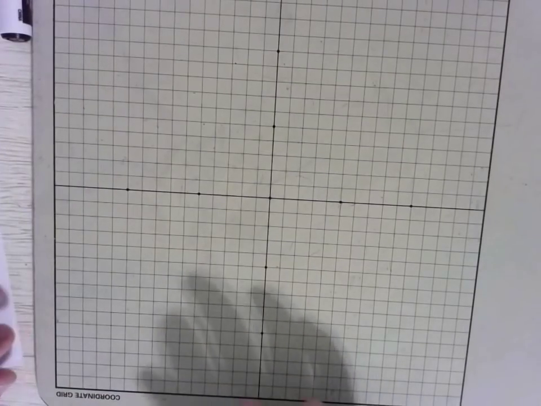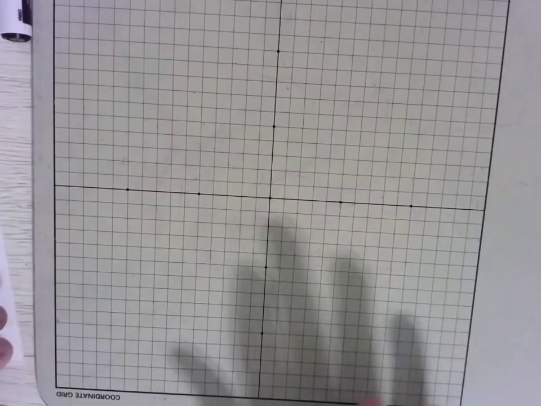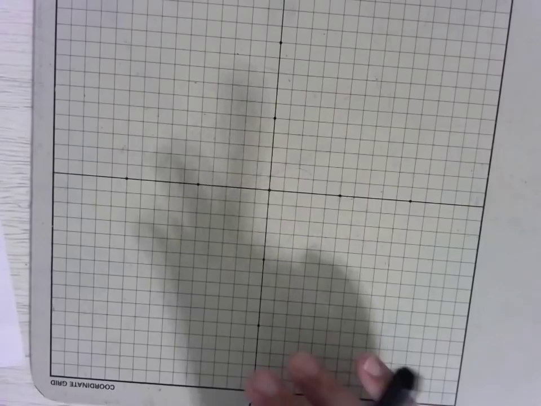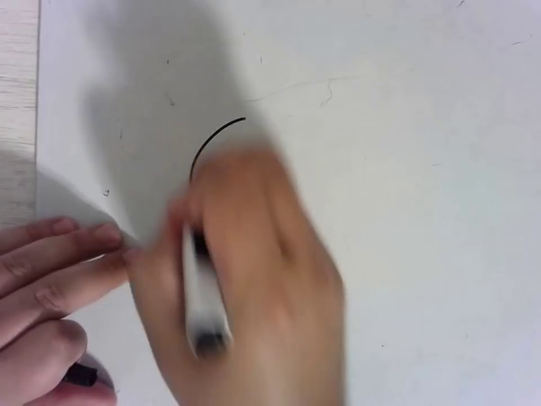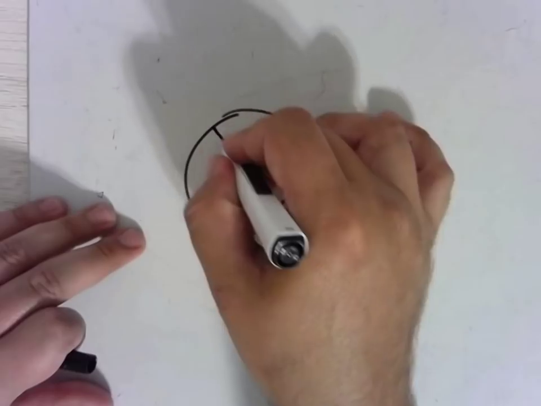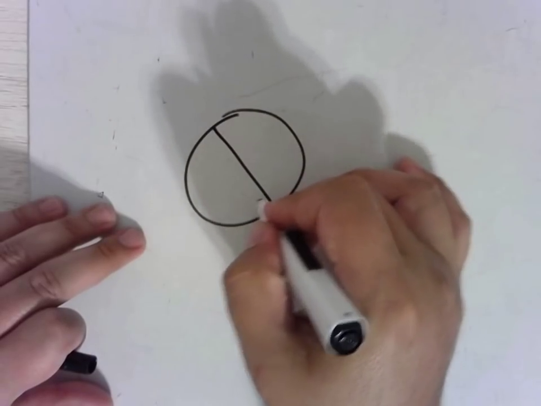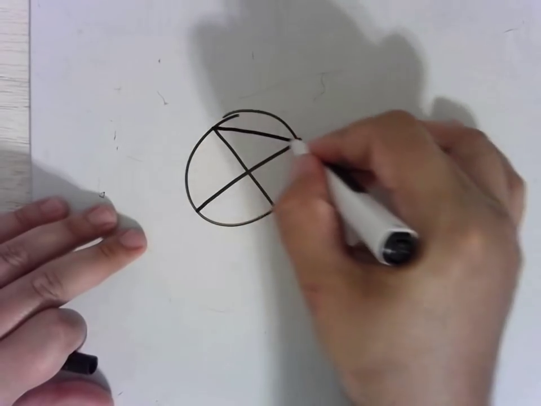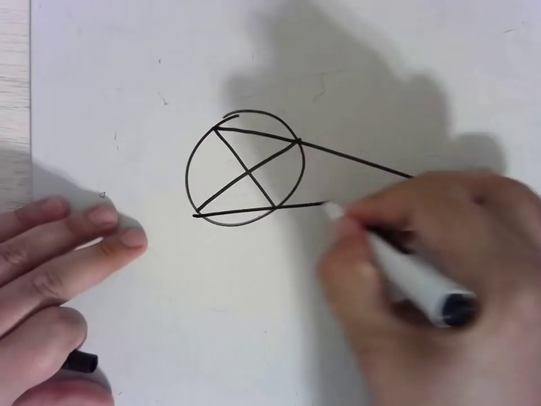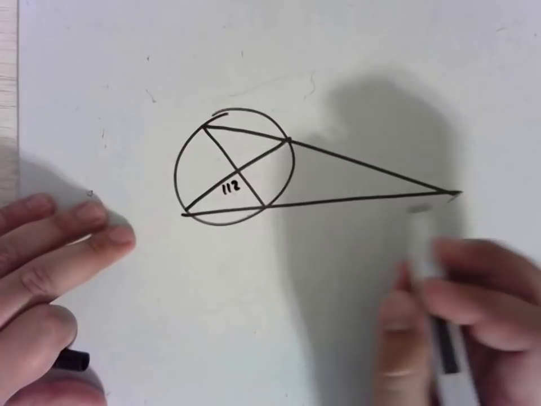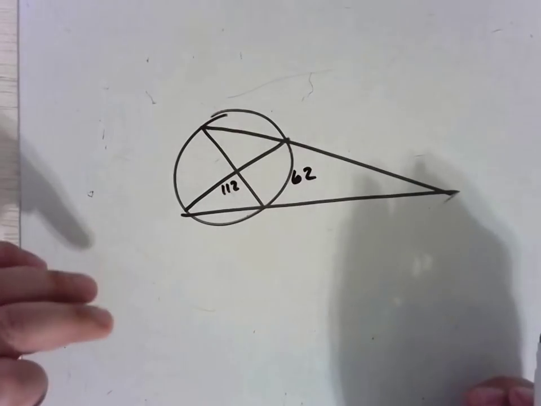Alright, 9. Use the figure below to figure out how. Alright, this one. Let's draw it. This is 112, 62. Alright.